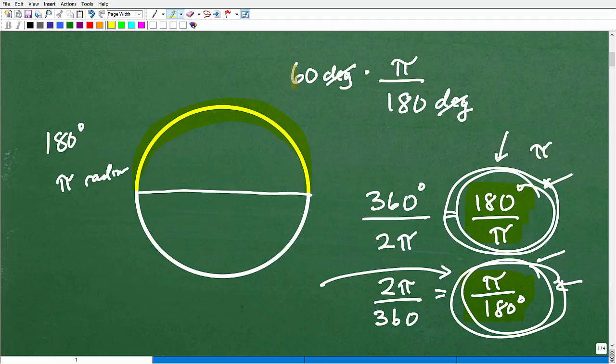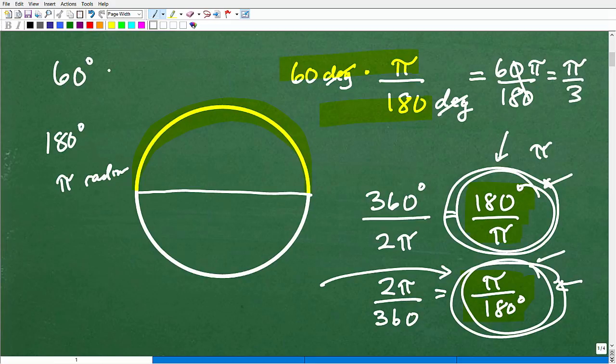So when I multiply across, what's that going to be equal to? Well, this is going to be equal to 60 times pi over 180. So remember, I got that pi. Now, in my answer, that's going to be part of my radians here. And of course, 60 goes into 180 3 times. So this is going to be pi over 3. Okay, so 60 degrees is equal to pi over 3 radians. Okay, and that's how this works.